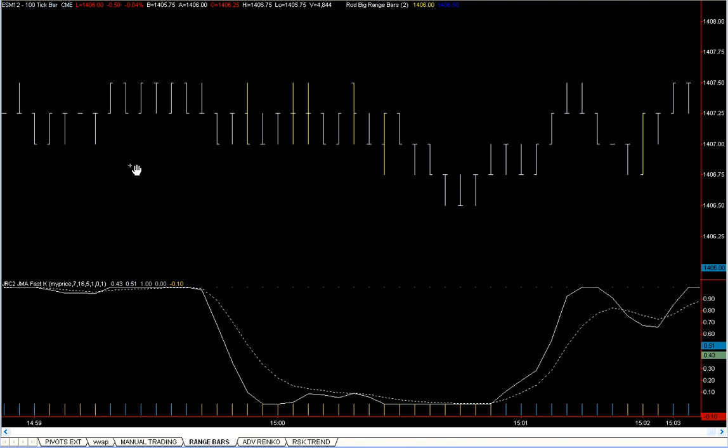Range bars show up on this 100 ES tick bar as a yellow bar. A range bar is simply any bar that is at least 2 ticks in size. So for example, these bars right in here are only 1 tick, whereas this bar is 2 ticks.